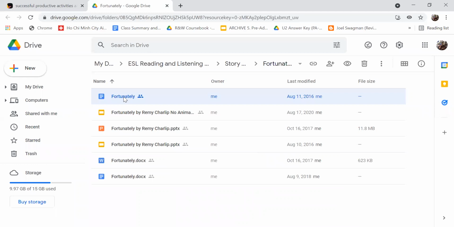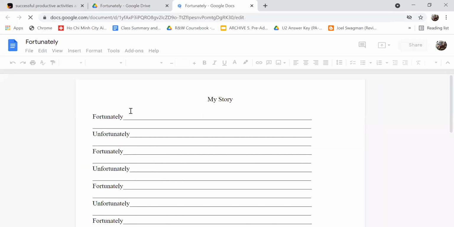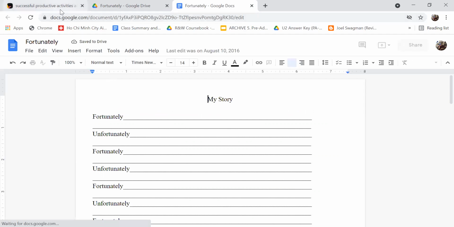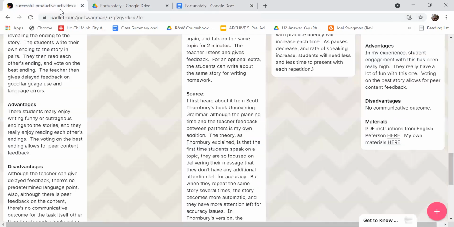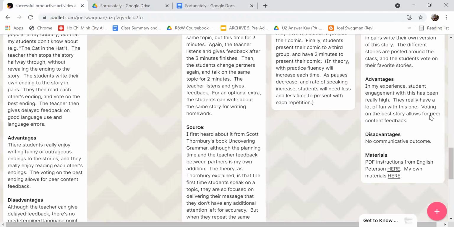In my experience, they have a lot of fun writing these stories. They get into the fun of the zaniness of it. Usually they write with a partner. When I do this in the class, there are always a lot of pairs who are sitting there giggling as they're writing the story. And then the stories are posted around the room, and the students will walk around and vote on which story they think is the best. So that's an opportunity for peer content feedback.